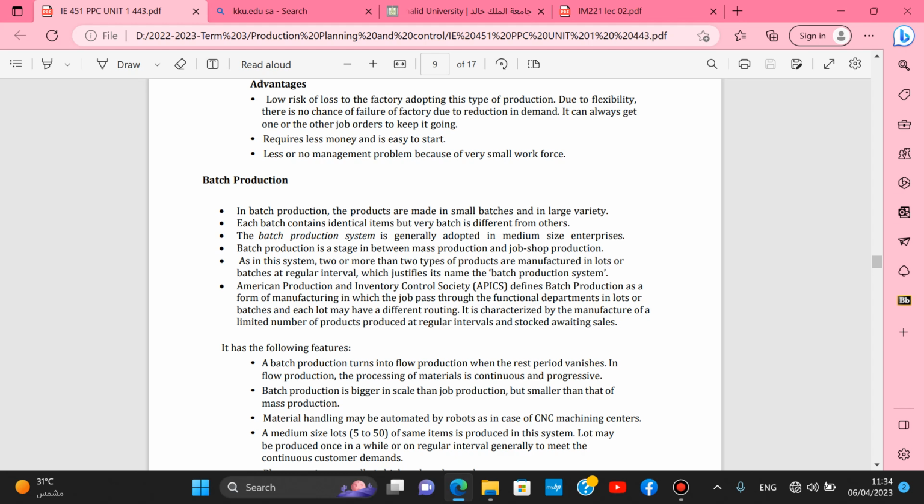The American Production and Inventory Control Society defines batch production as a form of manufacturing in which the job passes through the functional departments in lots or batches, and each lot may have a different routing. It is characterized by the manufacture of a limited number of products produced at regular intervals and stocked awaiting sales. So the path or route through one batch is the same for all products, but from one batch to another, the routing is different. Okay? The path is different, the process may be different.